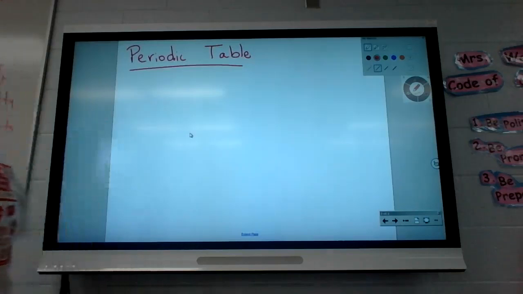All right. Let's talk about the design of the periodic table. I know it's a hot topic. Whatever. Now, we're going to talk about the way the periodic table was designed, and then we're going to talk about trends on the periodic table for 2 days. And then, for the most part, we'll be done with the periodic table.